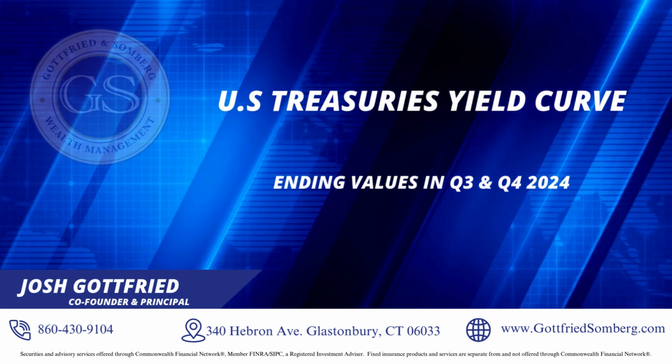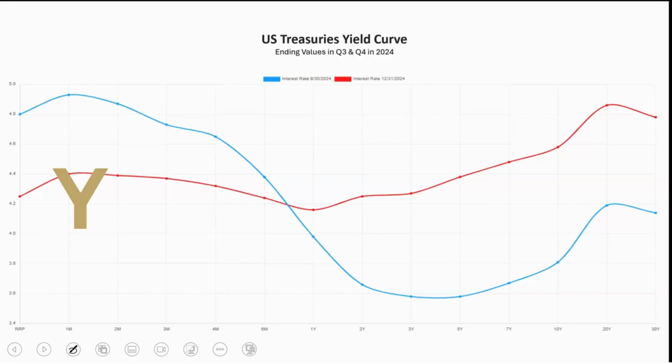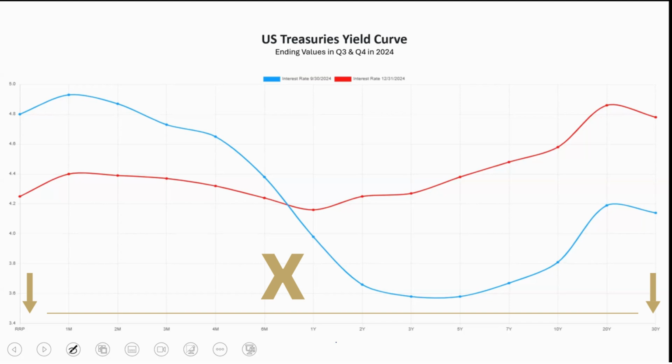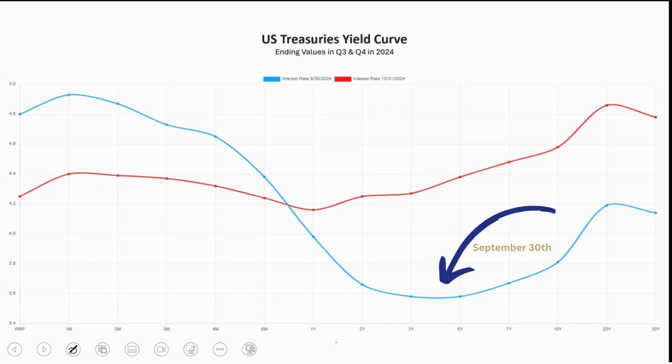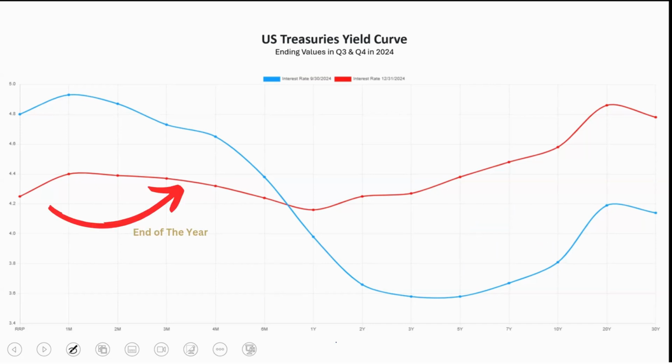So let's go into the chart of the yield curve, and let's take a look at what that'll show us. When we look at the yield curve, remember that the y-axis shows interest rates between 3.4 and 5%. And the x-axis shows maturity from 6 months on the left-hand side all the way out to 30 years on the right-hand side. The blue line shows the yield curve effective September 30th, and then this red line is what it was at the end of the year.